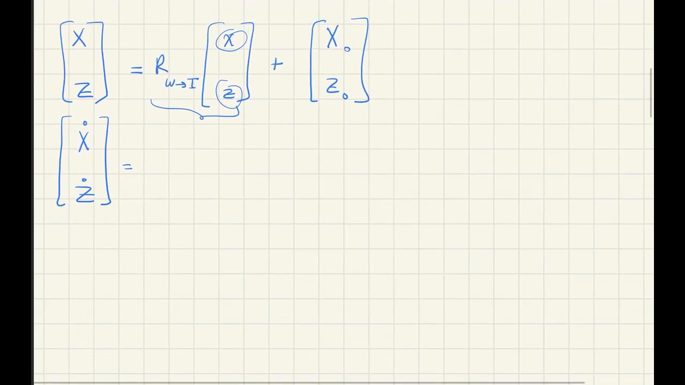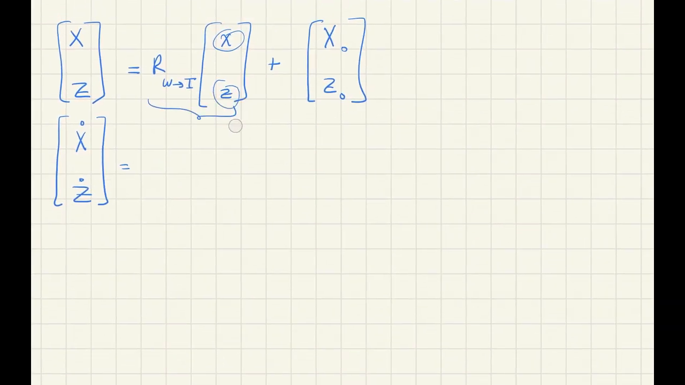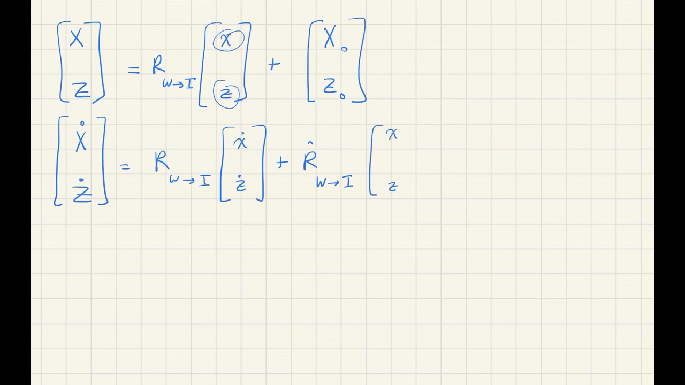So let's take the derivative of that, right? So this is a simple product rule. So x dot, z dot right here, plus now we take the derivative of the rotation matrix times the vector xz, plus x dot and z dot, big X and big Z, which essentially represent the velocities of the wing in the x direction and the z direction.